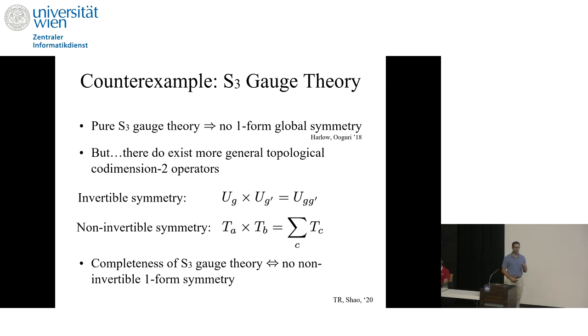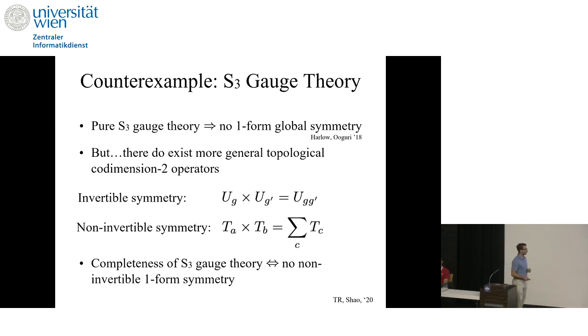However, even in this theory, there do exist more general topological codimension 2 operators. So recall that the hallmark of a one-form symmetry is the presence of topological codimension 2 operators which are labeled by elements of the group and fuse according to the group multiplication law. In the case of S3 gauge theory, we still have topological codimension 2 operators, but they're not labeled by elements of the group, they're labeled by conjugacy classes of the group.